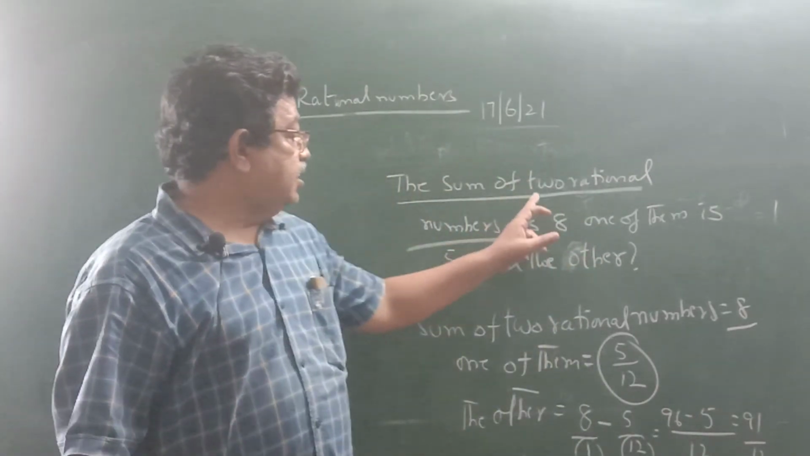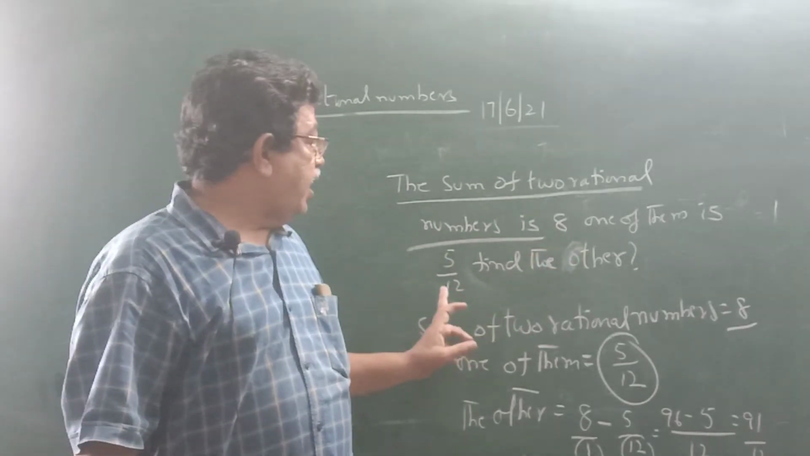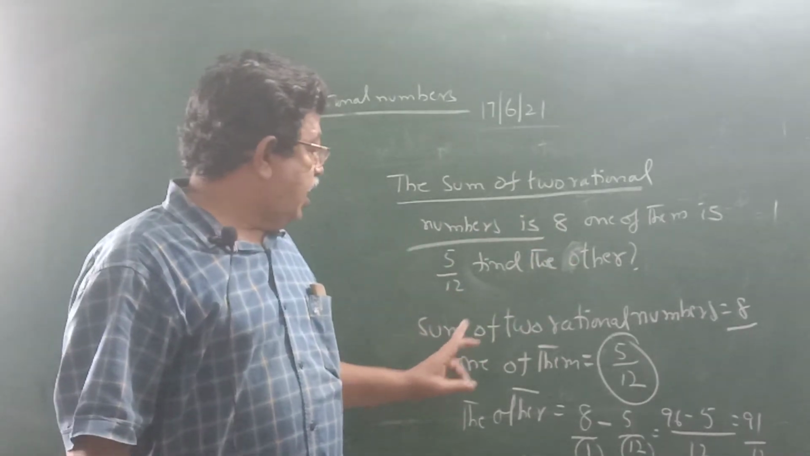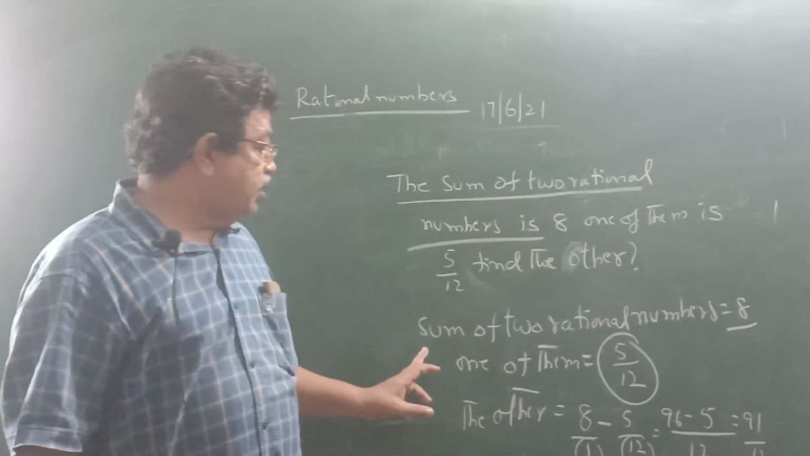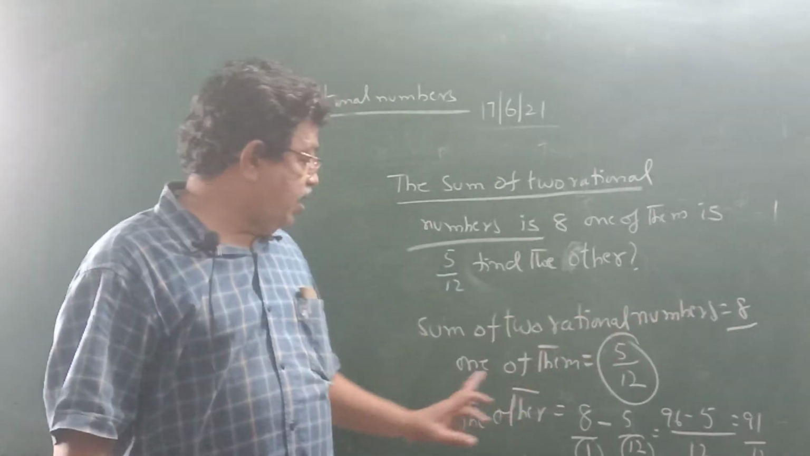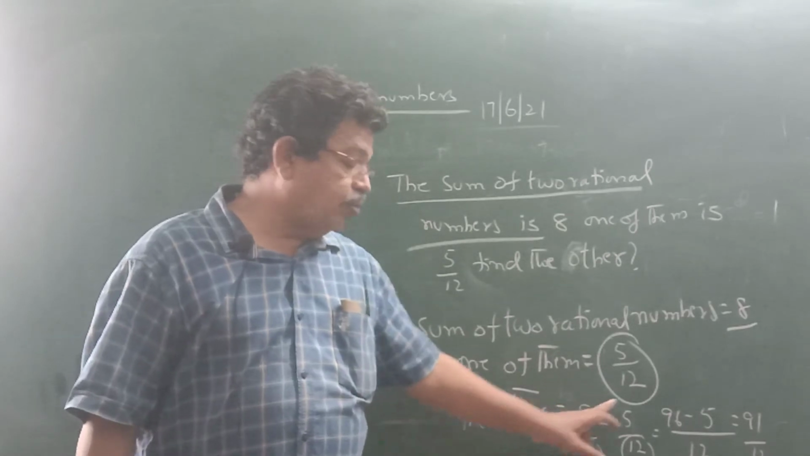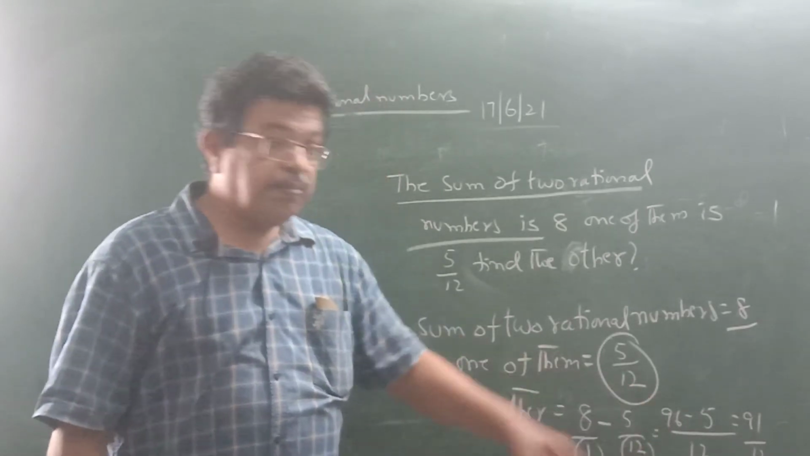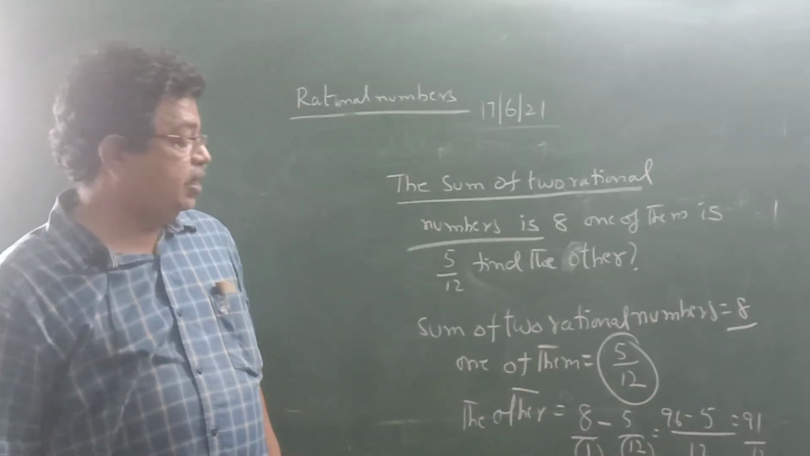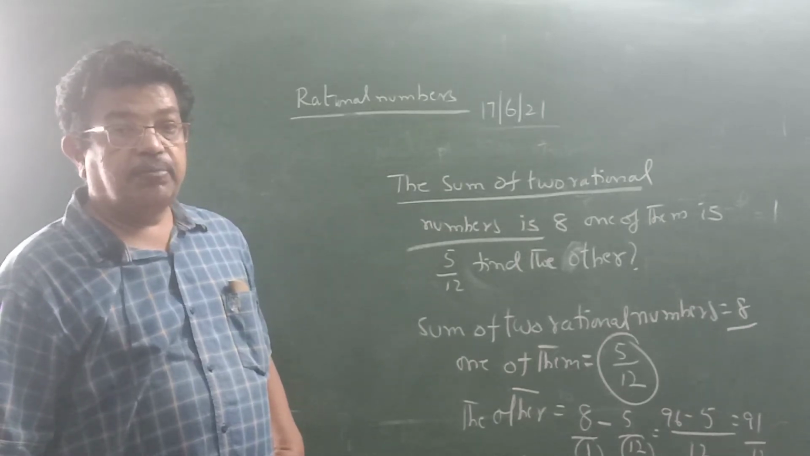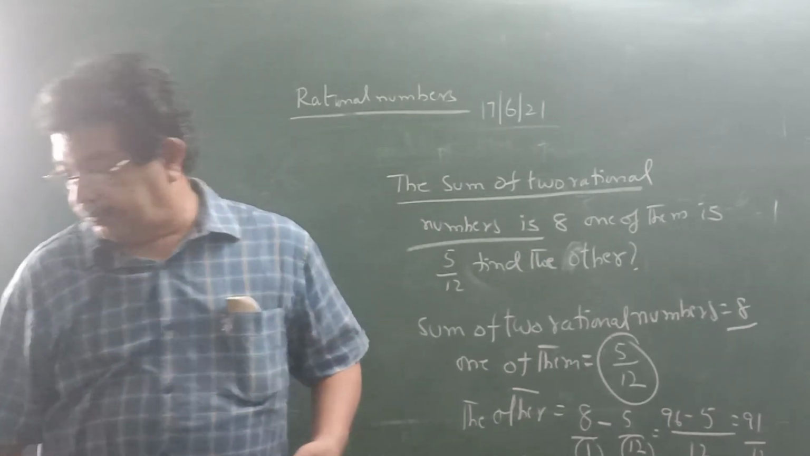What they gave: the sum of two rational numbers is 8 and one of the rational numbers is 5 by 12, and we want to find the other rational number. Sum of two rational numbers equal to 8. One of them is 5 by 12. The other equals, from the sum you subtract one of the rational numbers. By taking LCM and doing subtraction, we got the other rational number.